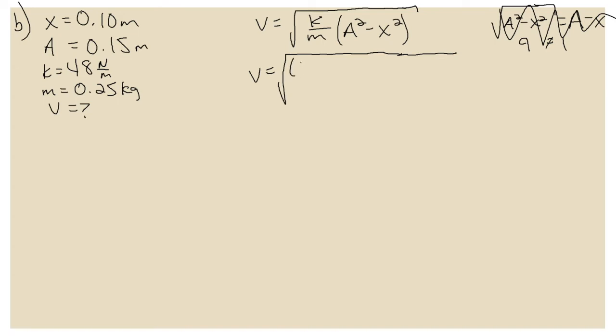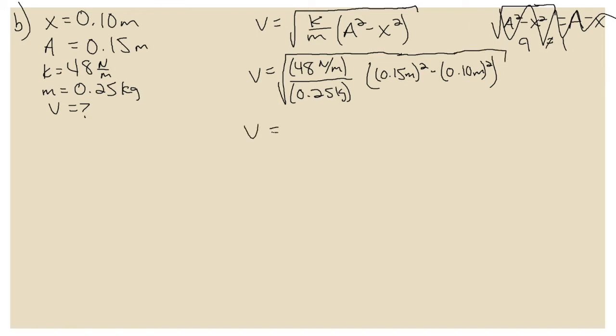So we take our k, 48 newtons per meter. We're going to divide that by the mass of this object here, which is 1/4 of a kilogram. And then we're going to multiply that by the difference between a squared and x squared. And so I'm going to always, when I do this, set up a double parentheses here, 0.15 meters squared minus 0.10 meters squared, and then close up the parentheses. And then I'm going to close up that square root.